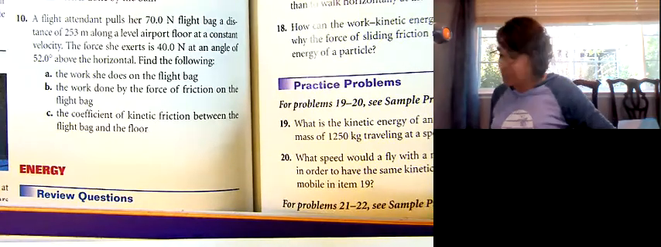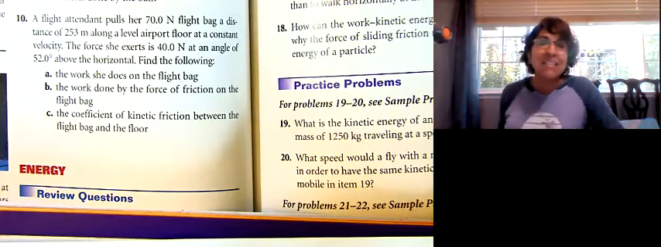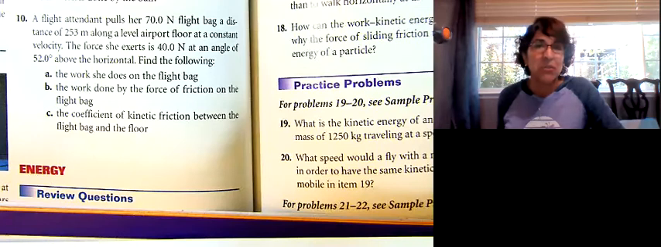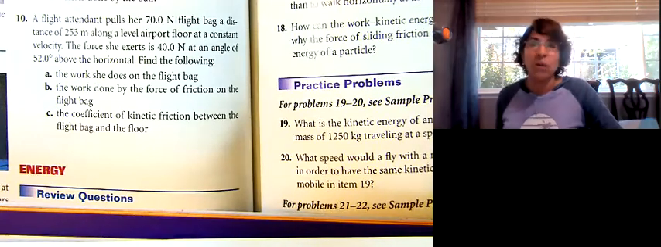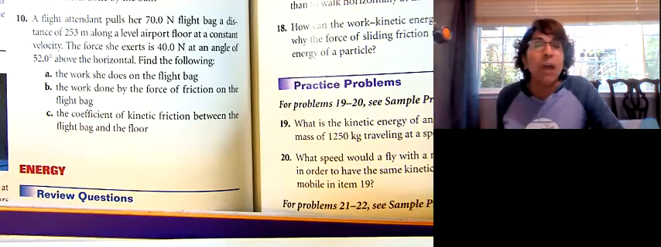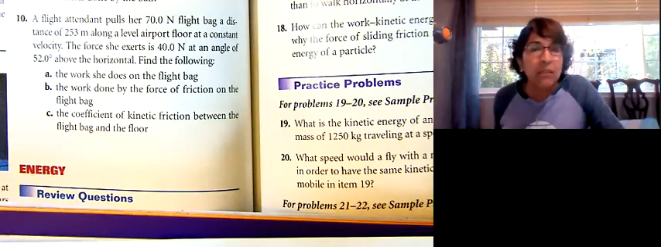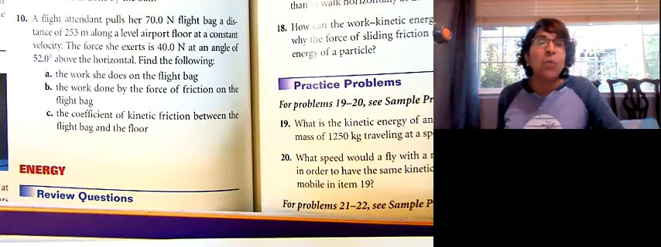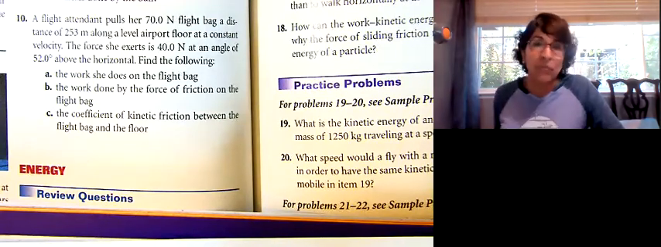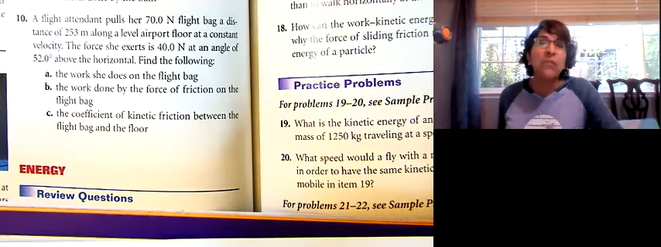Okay, number 10. A flight attendant pulls her 70 Newton flight bag a distance of 253 meters along a level airport floor at a constant velocity. Constant velocity must mean there's no acceleration. The force she exerts is 40 newtons at an angle of 52 degrees above the horizontal. So we're supposed to find the following: the work she does on the flight bag, the work done by the force of friction on the flight bag, and the coefficient of kinetic friction between the flight bag and the floor.